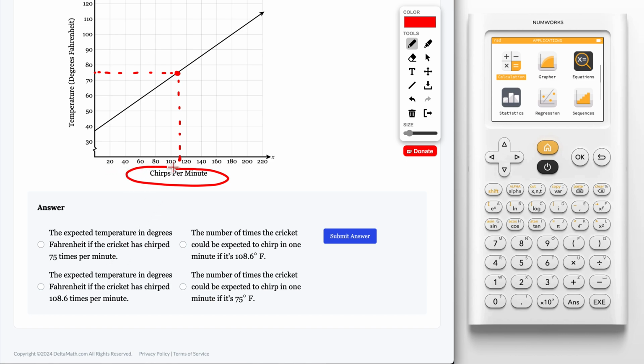So if we look right here, we know that 75 is up here. 75 is our degrees in temperature, right? So this is not it because this says chirps 75 times. So we can cross that out. If we look at our next answer, the expected temperature in degrees Fahrenheit if the cricket has chirped 108.6 times. So if we look right here, between 100 and 120 is about 110 or 108. That's about it. So if the cricket is chirping 108 times, we can expect 75 to be the degrees.